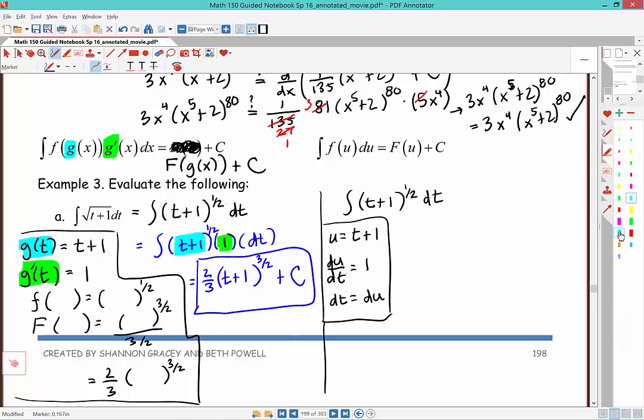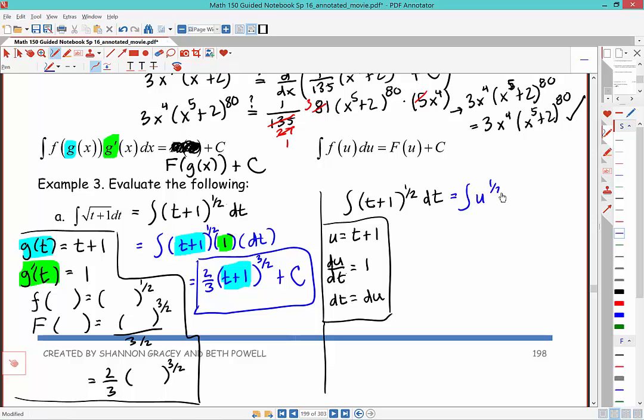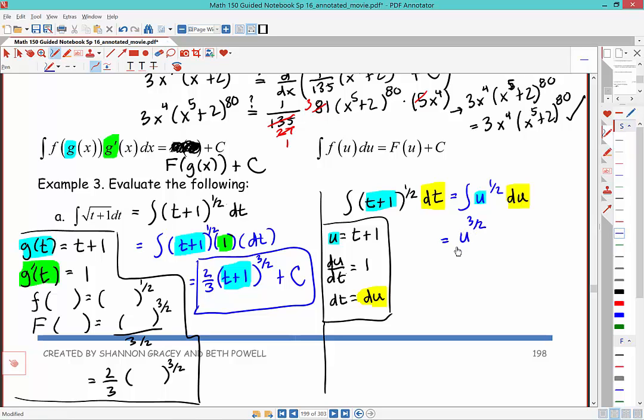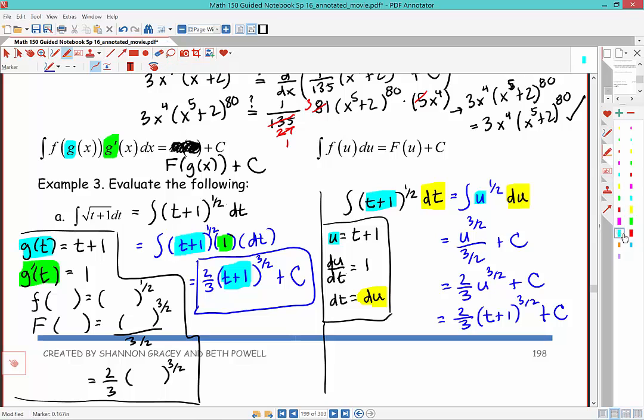Okay. Using u substitution or change of variables, right? We have our setup here. So we would write this as the integral of u to the 1/2 du. And so our du was dt. Our u is t plus 1. Okay, so this just gives us u to the 3/2 divided by 3/2 plus c, and we'll get 2/3 u to the 3/2 plus c, and back substituting we'll have 2/3 times (t plus 1) to the 3/2 plus c. Alrighty.